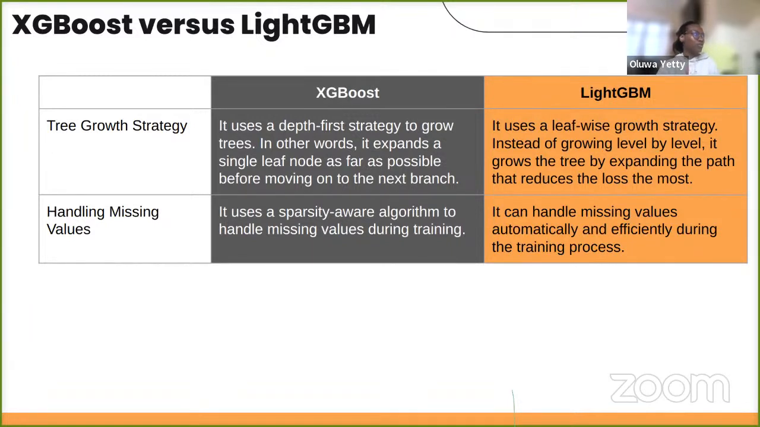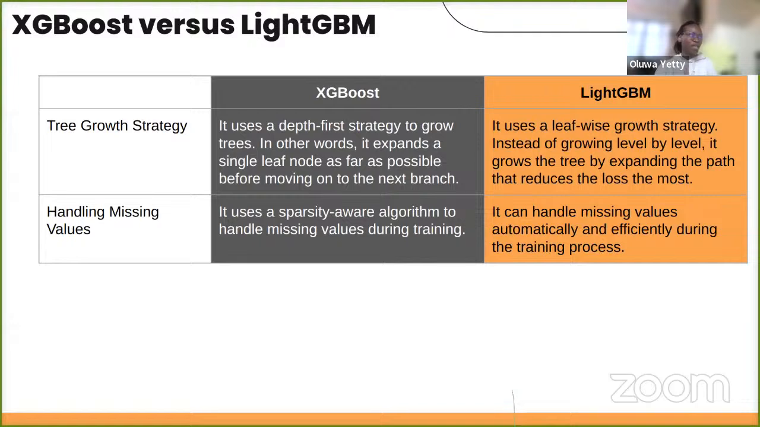When it comes to handling missing values, the reason I'm going through the differences is because it's good to understand your data. Understanding your data is key. Doing statistical analysis is key to knowing when to use decision trees for a start, and if you want to use a boosting algorithm to increase the accuracy of your decision trees, which one you should go for. They all have pros and cons.